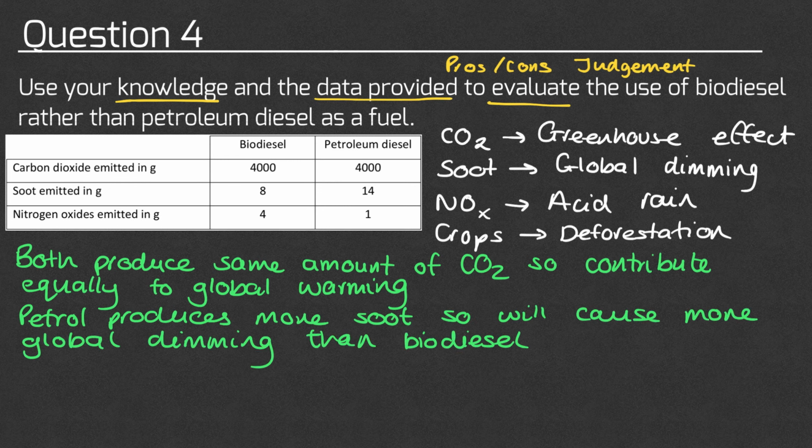We've then used the data again to say that petrol produces more soot, so it will cause more global dimming than biodiesel. Now we've used a comparative there, we've said it produces more, we've not just said it produces a lot, but we've compared it to the biodiesel, and we've then linked it to our own knowledge by saying that the soot will cause global dimming.